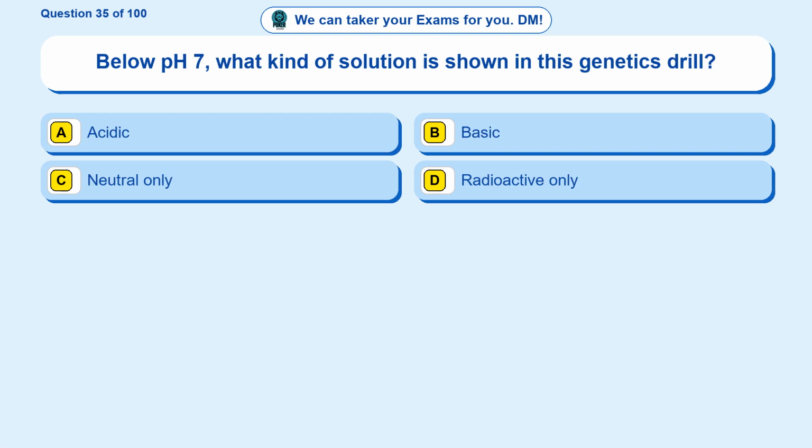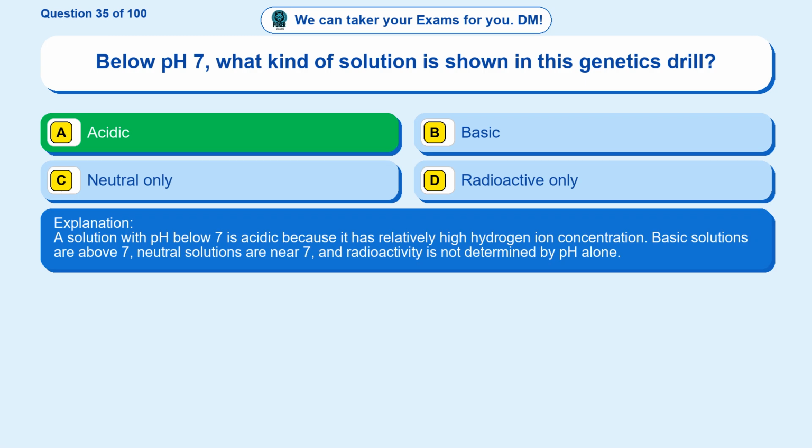Question 35. Below pH 7, what kind of solution is shown in this genetics drill? Option A, acidic. Option B, basic. Option C, neutral only. Option D, radioactive only. The correct answer is option A, acidic. A solution with pH below 7 is acidic because it has relatively high hydrogen ion concentration. Basic solutions are above 7, neutral solutions are near 7, and radioactivity is not determined by pH alone.